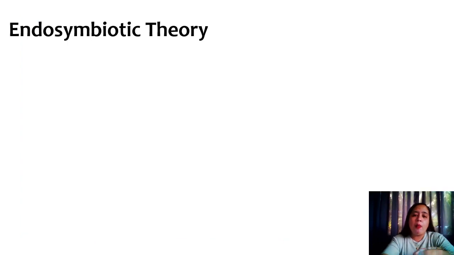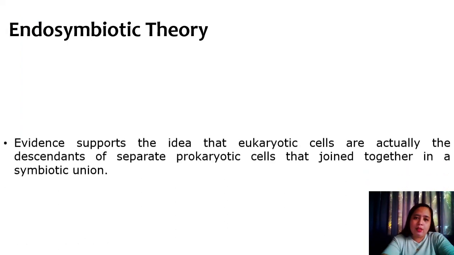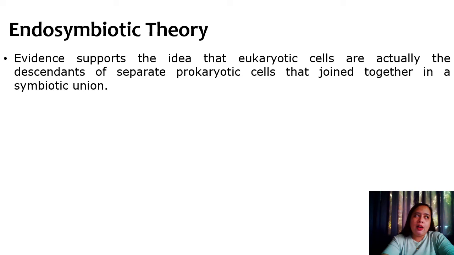Ano tong mga to? Pupuntahan natin ang endosymbiotic theory. Dito, the evidence supports the idea that eukaryotic cells are actually the descendants of separate prokaryotic cells that join together in a symbiotic union. Ito yung sinasabi nila na some of the eukaryotes, or the eukaryotes that we are right now, are actually because of endosymbiosis, engulfment of one prokaryote by another prokaryote and living together.